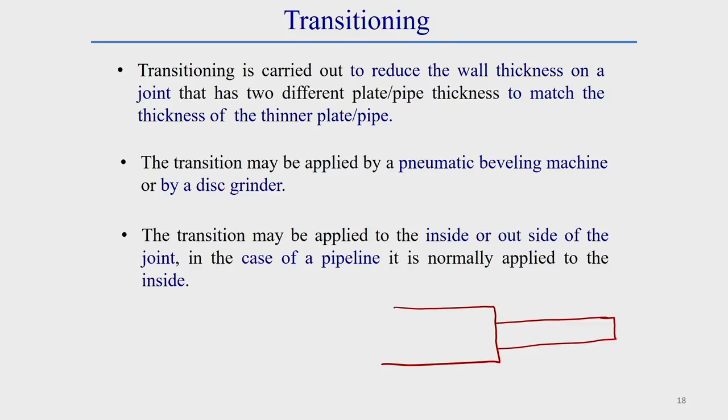Transitioning is carried out to reduce the wall thickness on a joint that has two different plate or pipe thicknesses, to match the thickness of the thinner plate. Reduction of this thickness, that means this mass of thickness, we have to reduce here. How to reduce that thickness, that idea we can get from this transitioning. Whichever material we are removing, we can remove by a pneumatic chipping machine or by a grinding machine.